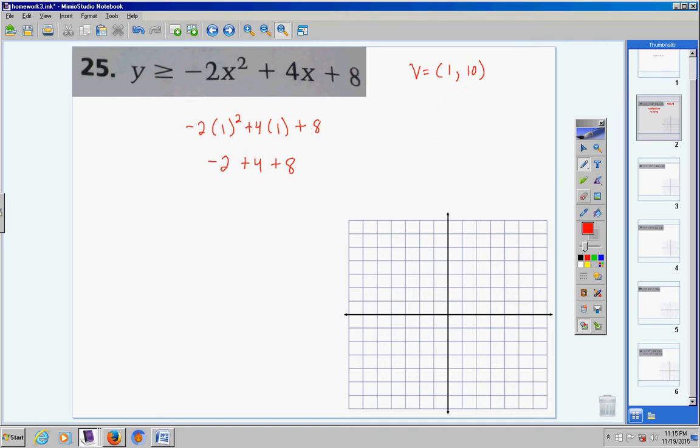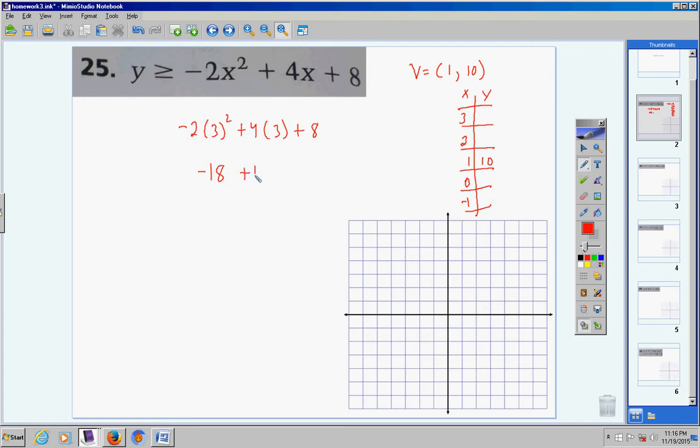So let's go ahead and put our table of values right here. We'll squeeze it in here. And right in the middle we'll put 1, 10. Now if we have a 1 here, we'll go up to 2, 3, and down to 0, negative 1. Okay? Let's substitute 3 in for x. Negative 2 times 3 squared, positive 4 times 3, positive 8. 3 times 3 is 9, times negative 2 is negative 18. Then we have a positive 12 and a positive 8. If you combine those, you will get 2. So when you put 3 in, you get out a 2.